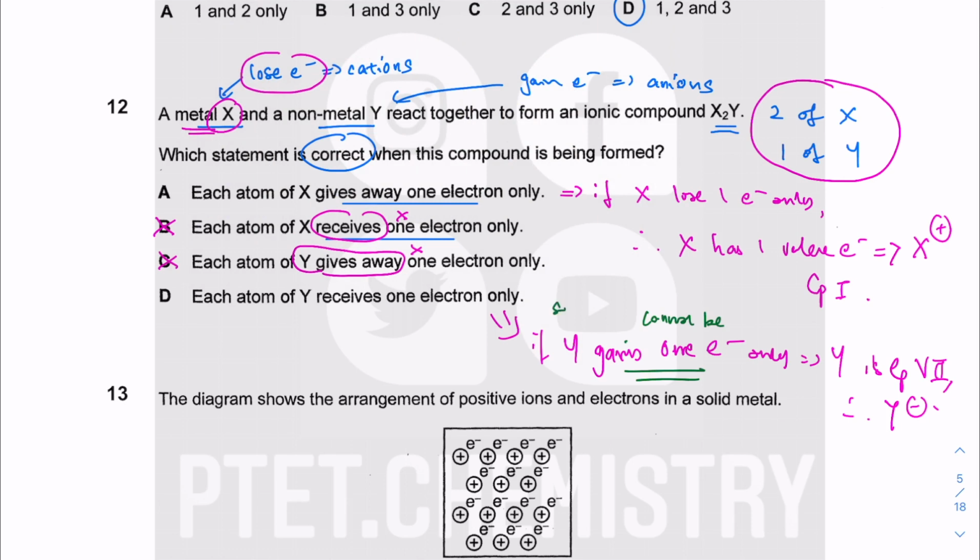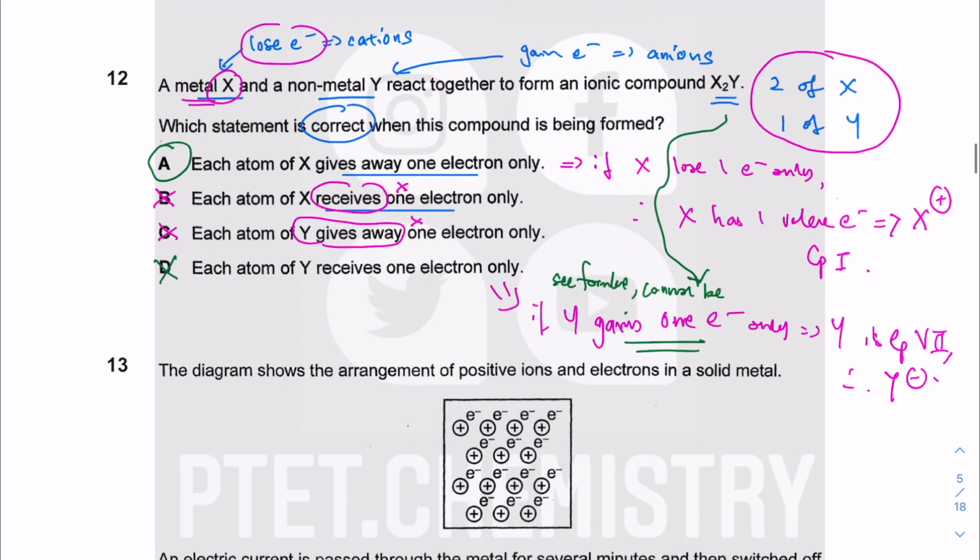See the formula. If you see the formula, you can see that there are 2X required for 1Y, so Y cannot just gain one electron because there are 2 of X required for 1 of Y. So D must be wrong, A must be the correct answer by elimination.